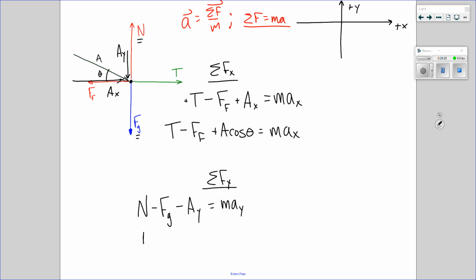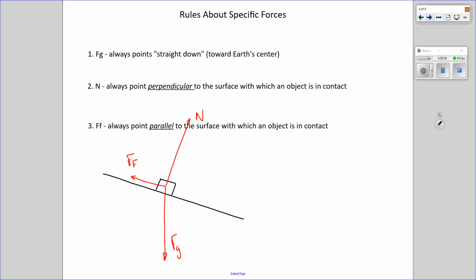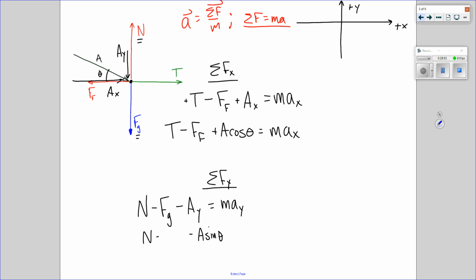I'd go one more step. Maybe a couple more steps. This Ay is going to be A sine theta. And here's another rule. Let's go back to our rules. Gravitational forces, as you probably know, depend on two things. They depend on objects' masses and the strength of the gravitational field that objects are in. So we probably go ahead and say that this is N minus mg minus m a sine theta equals may, where again ay is probably zero, but we don't need to plug that in right now. So now we are writing net force statements.